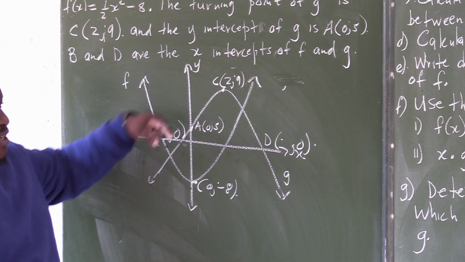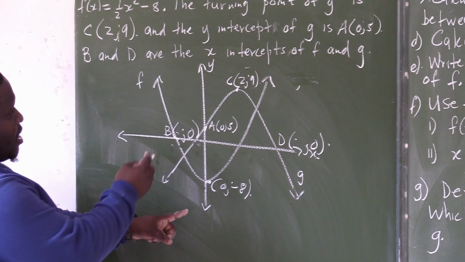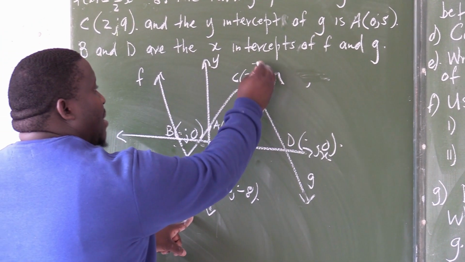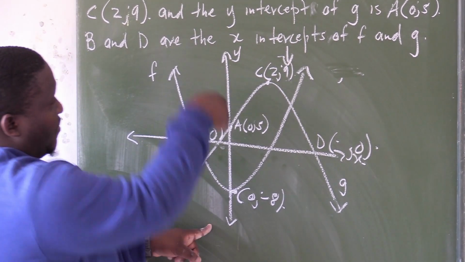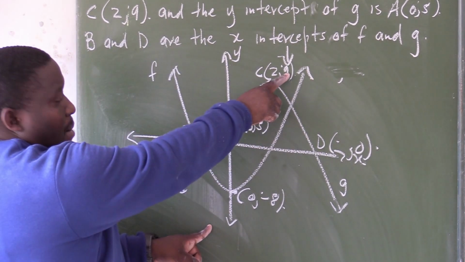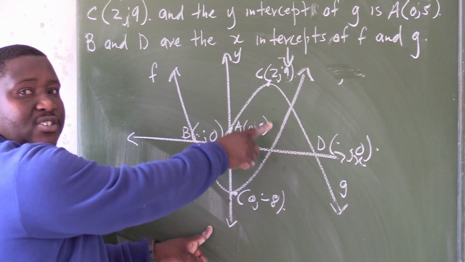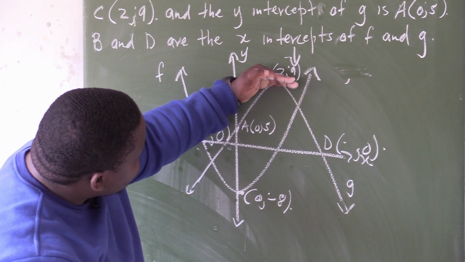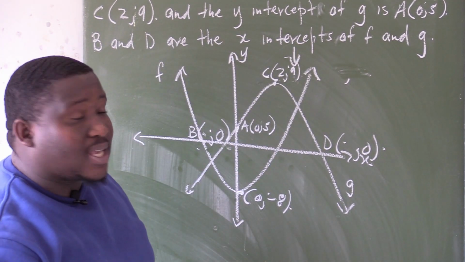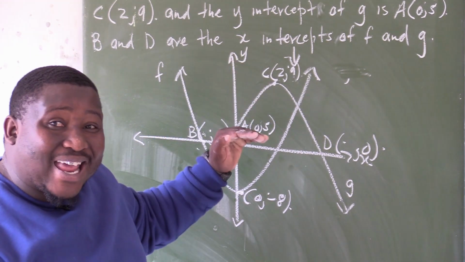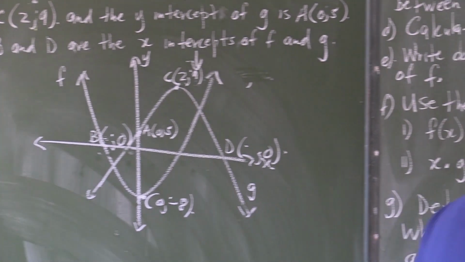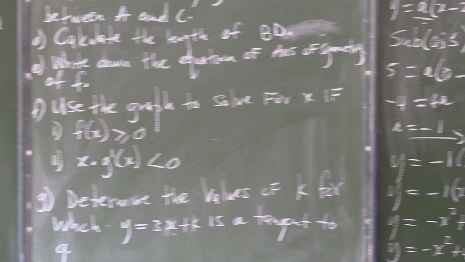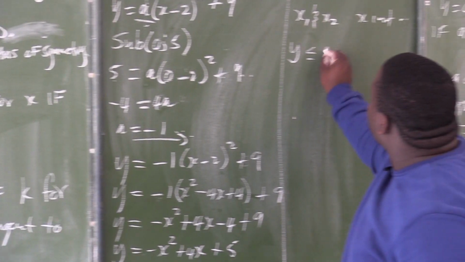The graph of G is facing down, okay? The maximum value of G is 9. Remember, when you look at the range, the focus is on y. This graph is facing down with a maximum value of 9. So what must be the range here? The graph starts from 9 going down. It means my range must say y must be less than or equal to 9. So the range will say y is less than or equal to 9.